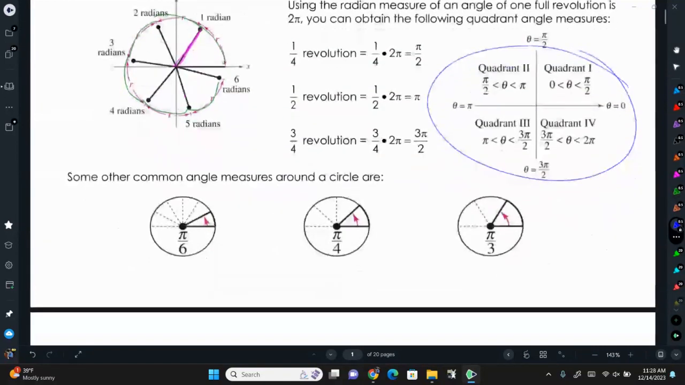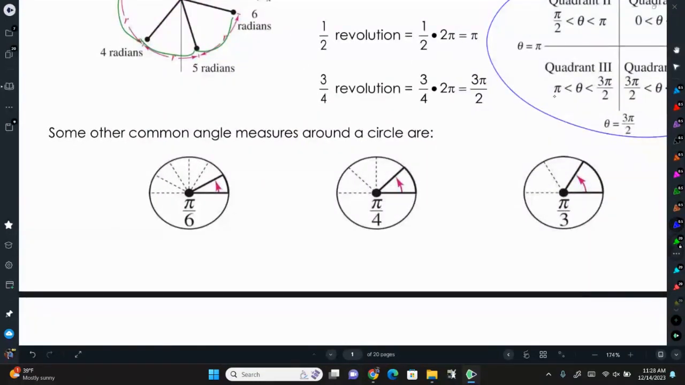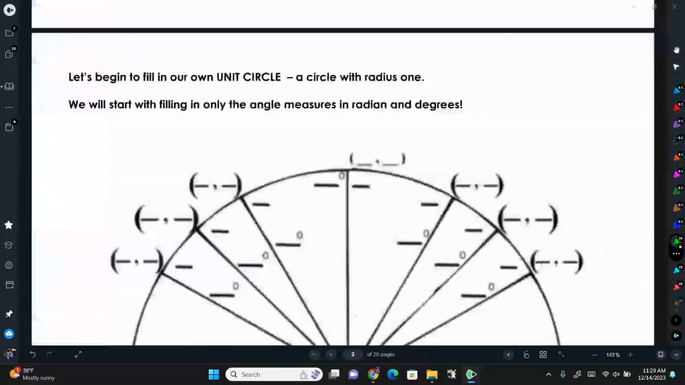Now, some common angle measures in radians are pi over 6, pi over 4, and pi over 3. And you may remember those from last year. Now, on the next page, we're going to look at the unit circle, which again, you were exposed to last year. And we're just going to fill out the angle measures this time.